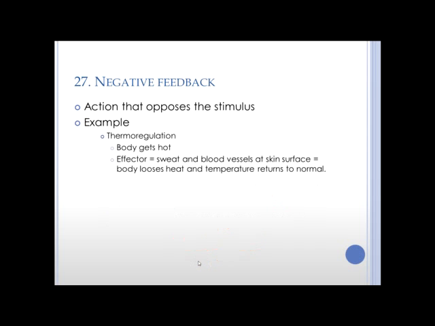Negative feedback. Action that opposes a stimulus. An example of this is going to be thermal regulation. The body gets hot. Effector equals sweat and blood vessels at the skin surface equal body loses heat and temperature returns to normal. So as your body gets hot, the thermal regulation in your brain says, okay, we've got enough heat, so it may make you sweat. The sweating then evaporates the heat off of you, cooling the overall body. So this would be an example of a negative feedback system. The negative feedback in it is it's doing the opposite of the initial stimulus.